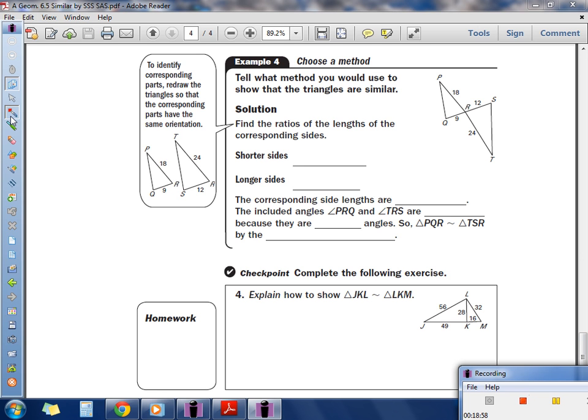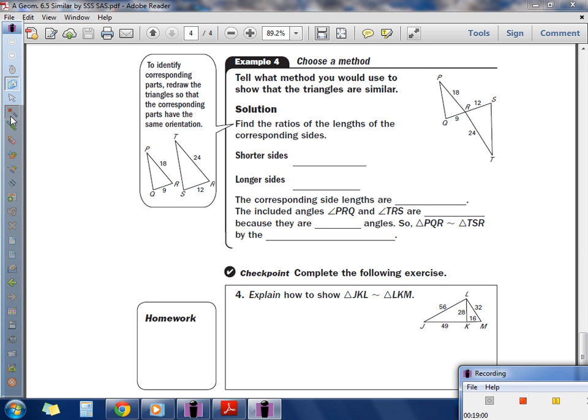On example 4, it says, tell what method you would use to show the triangles are similar. So we have to pick between angle-angle, side-side-side, and side-angle-side. First off, can we say angle-angle similarity on this example? Do we have 2 sets of angles on each? No? You could probably prove 1 set, but can't prove 2. All right, next one is side-side-side. Could we use side-side-side? Why not? We don't know the third sides. So maybe we can use side-angle-side.